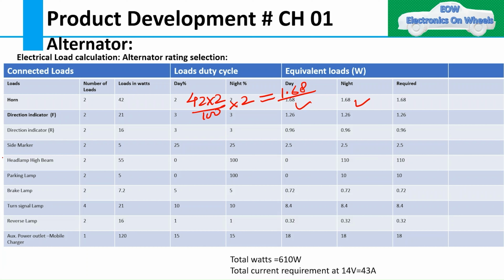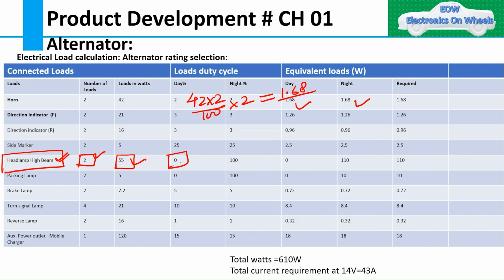One more example I take just for your understanding: headlamp high beam, one example we are taking. So one is in the left side and one is in the right side, so the number of loads will be 2. We have taken the example load as 55 watts, just taken randomly.